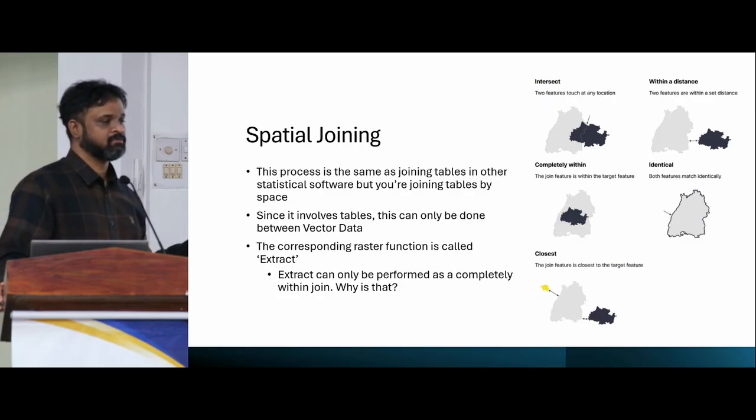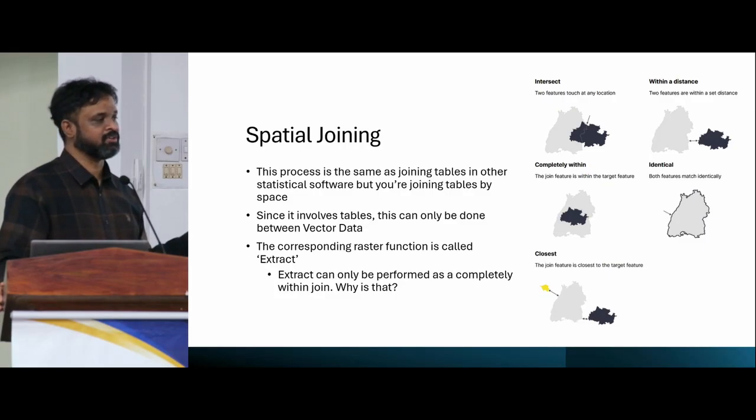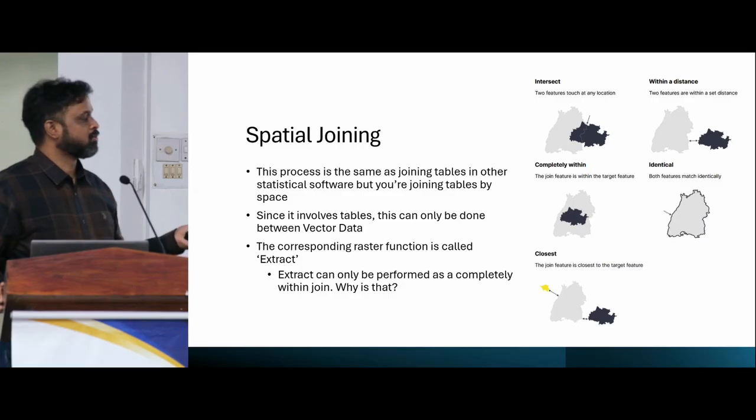Identical is self-explanatory. If the two spatial informations match, I don't know what use case this is for, and most people won't use this, I don't think so. Because if they're identical, you would just do a normal join. Why would you do a spatial join? And then closest, or what we call nearest neighbor. So you have two competing polygons from which to draw information, you find which is the closest, and take that one. That's it.